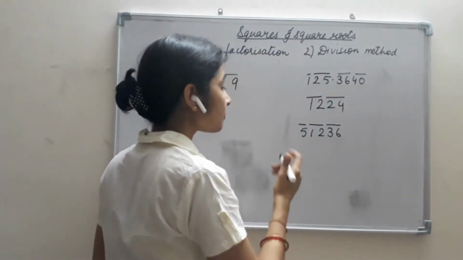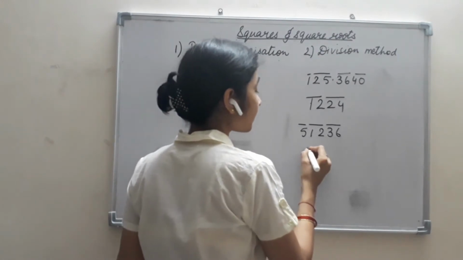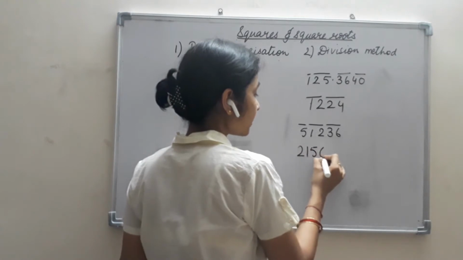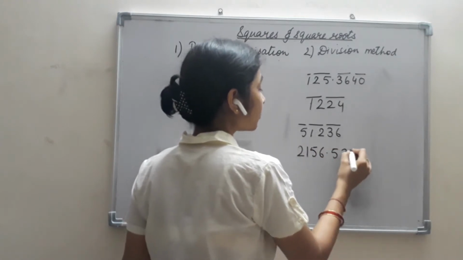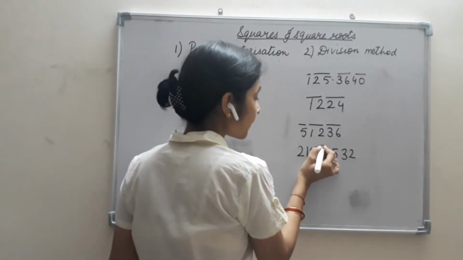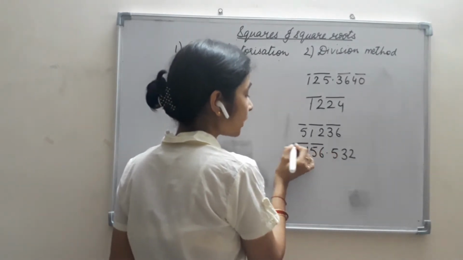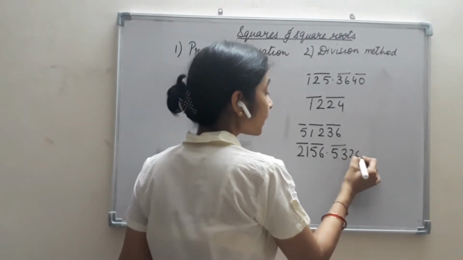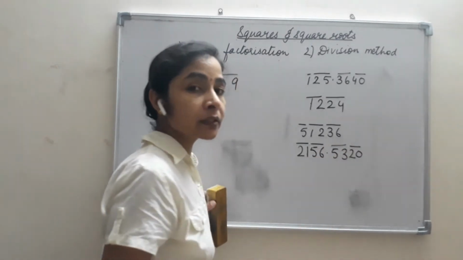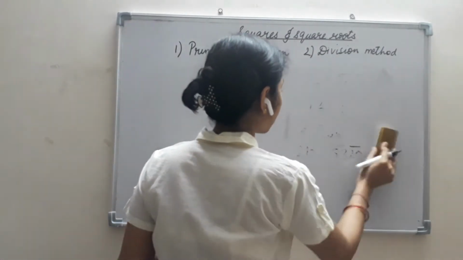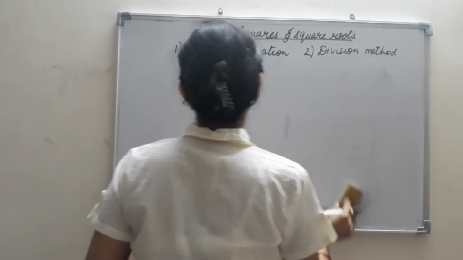One more example I can give of a decimal number, suppose 2156.532. Here we will make the pairs. 5, 6 will be in one pair and 2, 1 will be in one pair, and here 5, 3 will be in one pair, and take a 0 here and then 2, 0 in here. Fine. Now let's start with the division method.